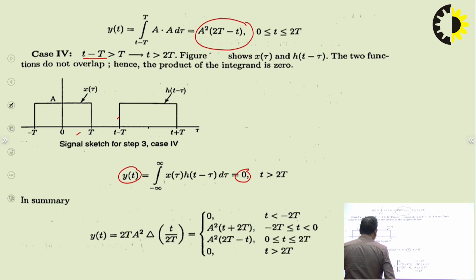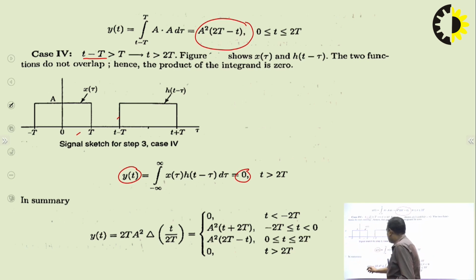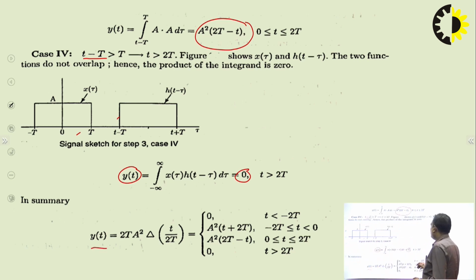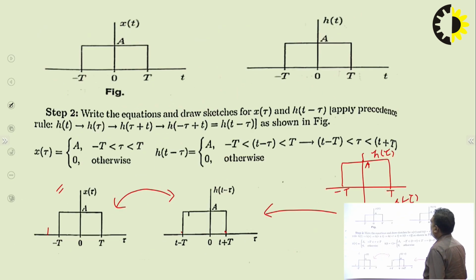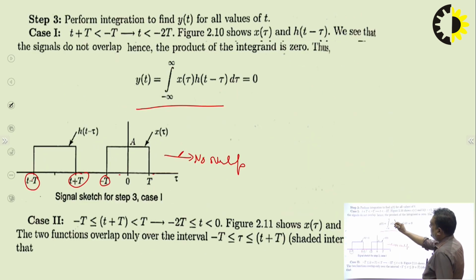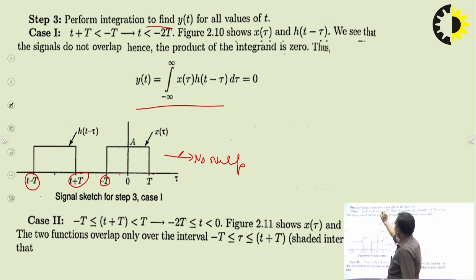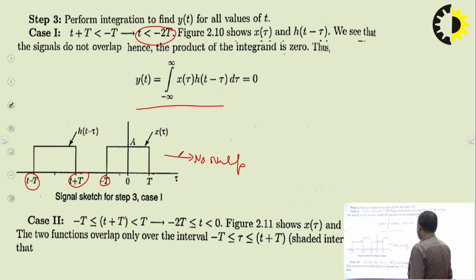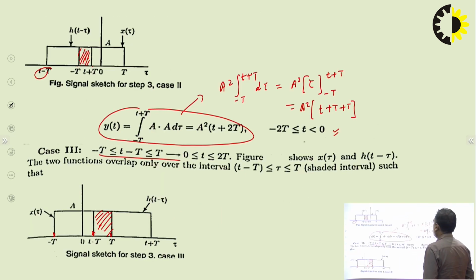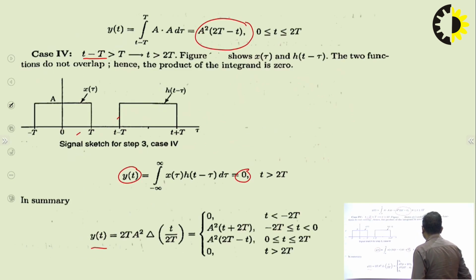So now you can write this y(t) as follows. In the first case, case 1, we have seen t plus T is less than minus T, so this will become t is less than minus 2T. In the second case, t is lying between minus 2T and 0, and in the third case, t is lying between 0 and 2T. According to this, these are the results that we have written.